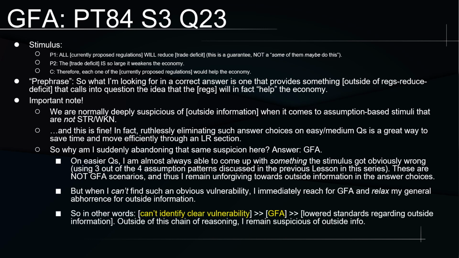So, in other words, whenever I can't clearly identify a vulnerability, that leads me to think of the GFA, and the GFA in turn lowers my standards regarding outside information. Again, I'm not gung-ho about taking that stuff on, but I am no longer going to be immediately eliminating things. I will look at that outside information and attempt to process it a little bit. But everything outside of this clear chain of reasoning that involves the GFA, I remain suspicious of outside information.